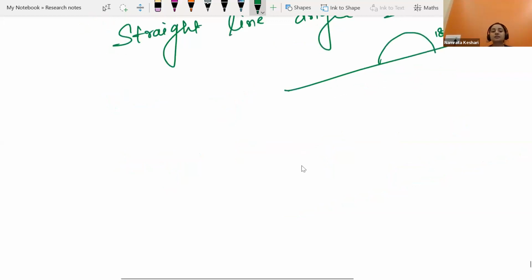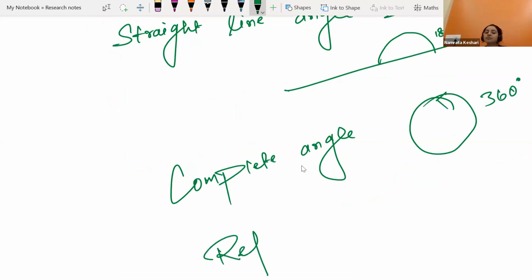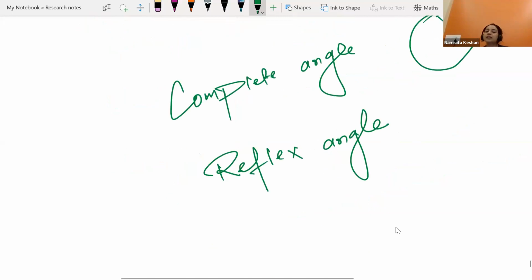Now the next is the reflex angle. A complete angle is 360 degrees. Yes or no? Yes, ma'am. Now the reflex angle, this is very important: more than 180 and less than 360. A reflex angle will be less than 360.